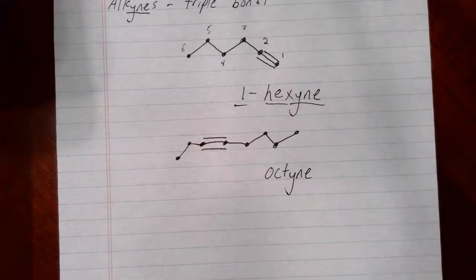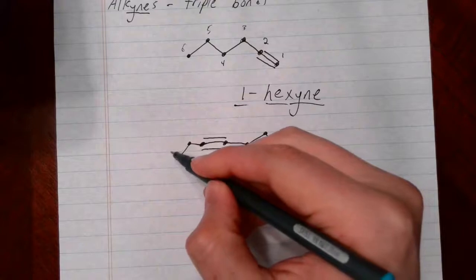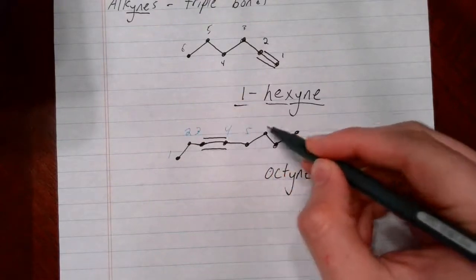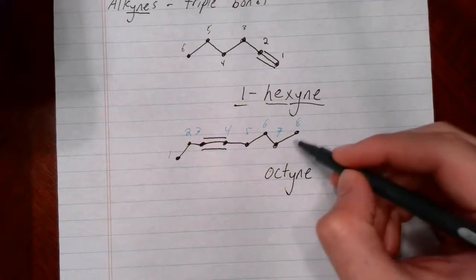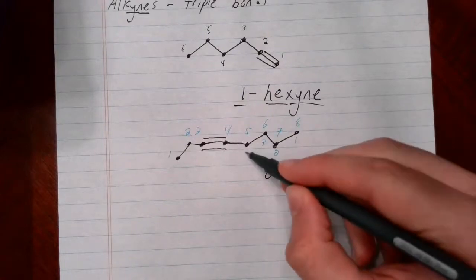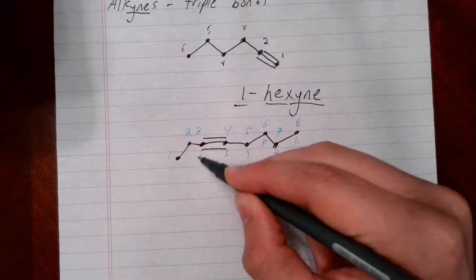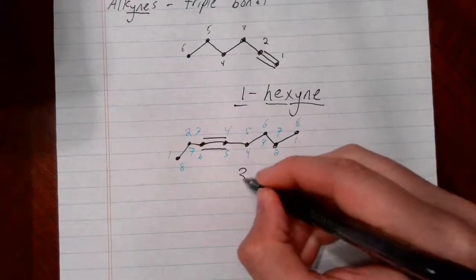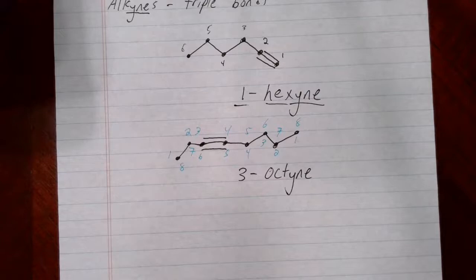Now I need to number and decide where my triple bond is located. So let's just try it both ways. We'll do 1, 2, 3, 4, 5, 6, 7, 8. Or I'm going to try 1, 2, 3, 4, 5, 6, 7, 8. So I see the first numbering scheme that I tried is better here. It gives the triple bond a lower number. So I call this molecule 3-octane.